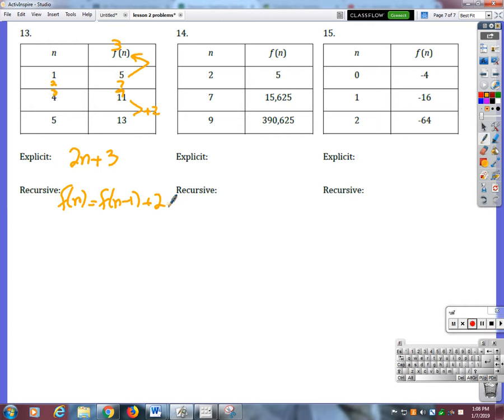Okay, so number 15, what are we multiplying by each time? Multiplying by 4 each time. So our explicit one would be, I'm going to take -4 times 4 to the n. And then the recursive one is take the one before it and times it by 4.